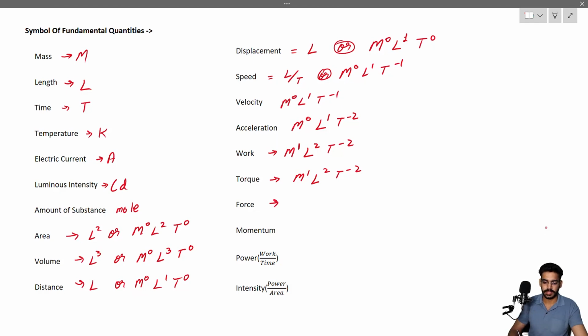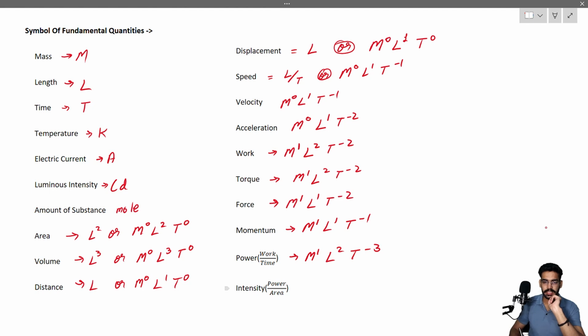Force is what? Mass 1, length 1, t to the power minus 2. Momentum is mass into velocity, so mass 1, length 1 and time minus 1. For the power formula, written here, work done per unit time. We wrote work done, and per unit time, one more power, so L2 and t to the power minus 3. This is your power.